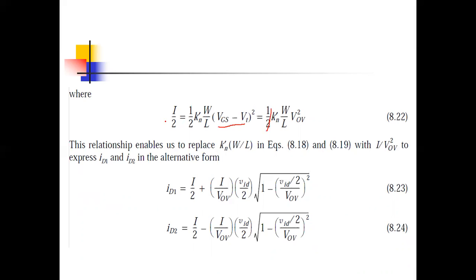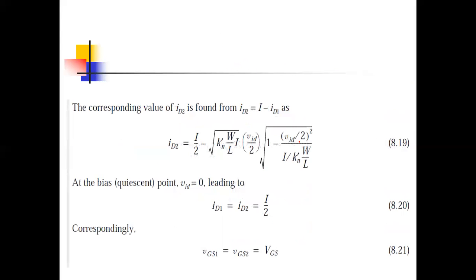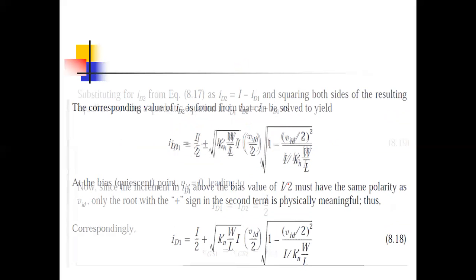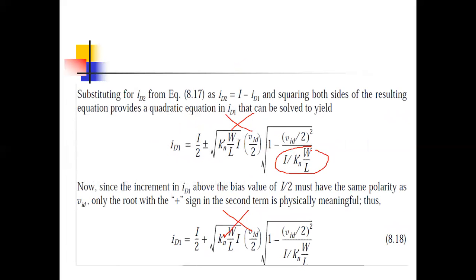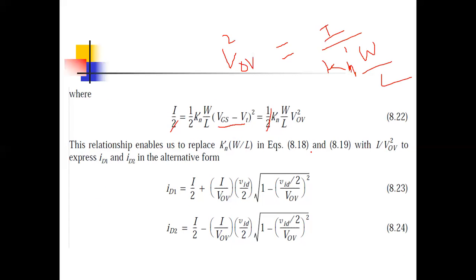This half will be cancelled. So VOV square will be, from here, I upon K n dash W by L. Now if you remember, in this equation this becomes the overdrive voltage, and in this equation it also becomes the overdrive voltage. So now we have converted the equations of ID1 and ID2 in terms of overdrive voltage. It means the two current components are now in terms of input voltage, and also in terms of overdrive voltage.